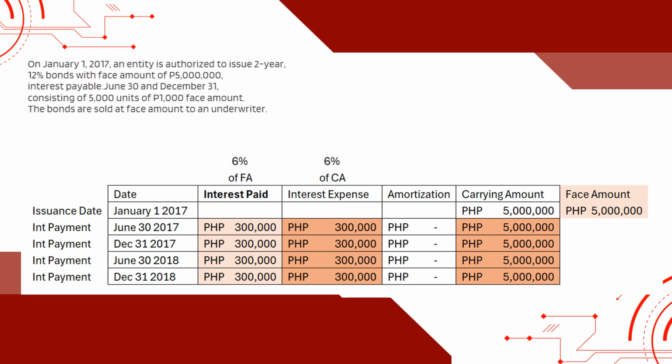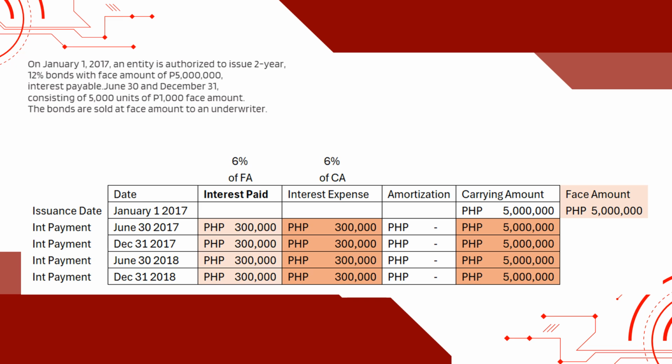So, number one, what I want you to do is step one, create a table that has the dates, wherein ito yung mga dates that they'll pay interest and also have to return the face amount. And then second would be to write the different columns. So you have interest paid and interest expense, and then you'll have amortization and then carrying amount. So step one is you write your carrying amount here at 5 million in comparison to your face amount.